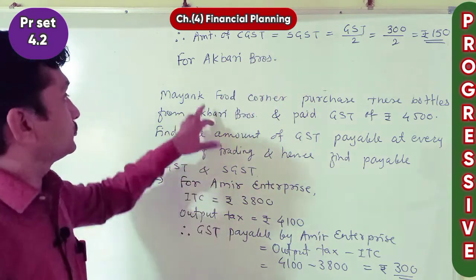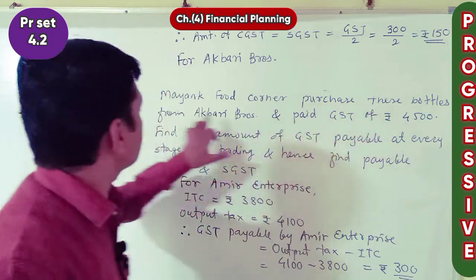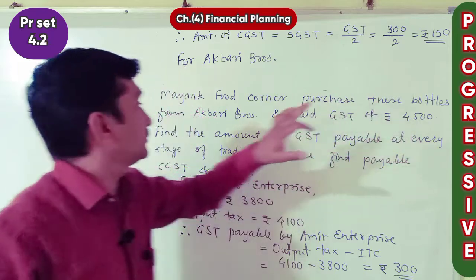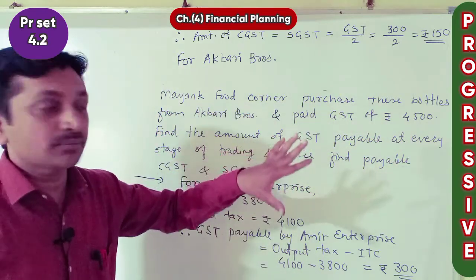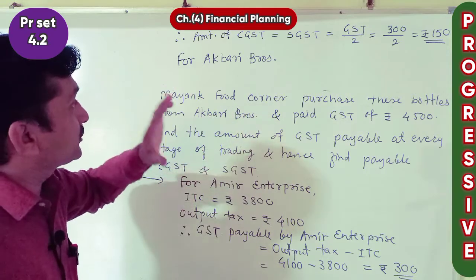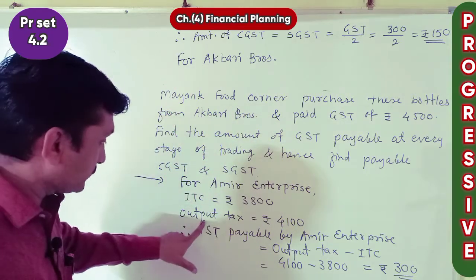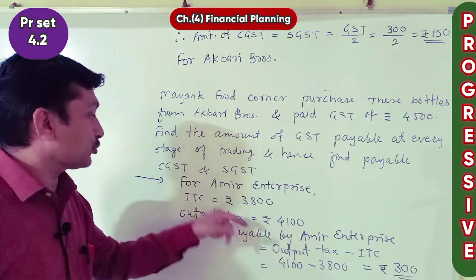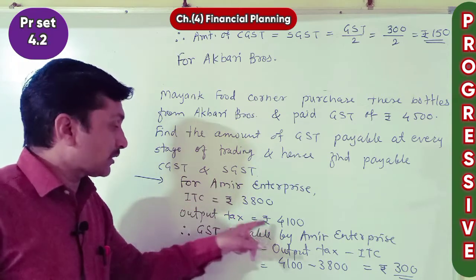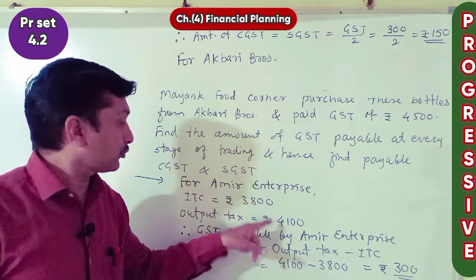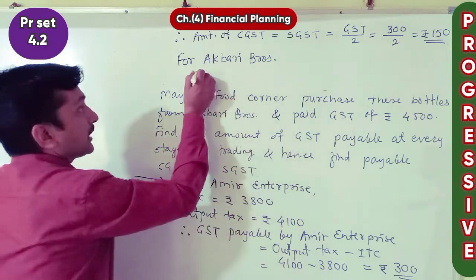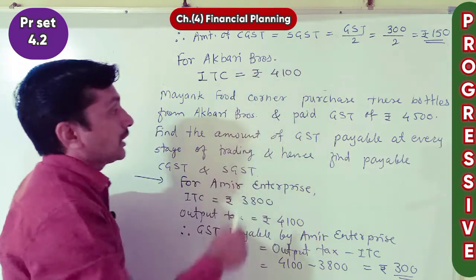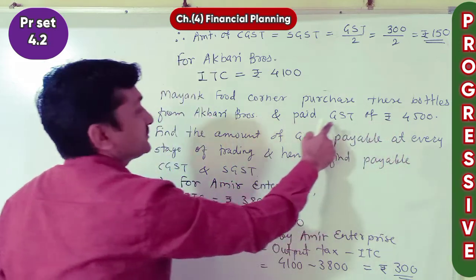Now Mayank Food Corner purchased these bottles from Akbari Brothers and paid GST of rupees 4500. Now Mayank Food Corner purchased from Akbari Brothers, it means that the tax at which he purchased, now here you see he sold 4100. 4100 is output tax for Amir Enterprise, but this amount is ITC for Akbari Brothers. Means here ITC for Akbari Brothers is rupees 4100, and he paid tax at the time of sale. Means this is output tax.